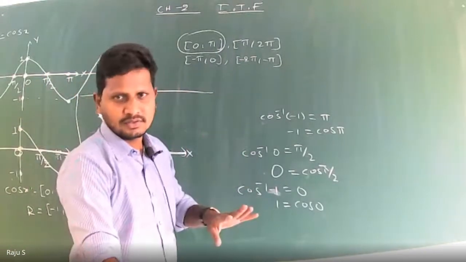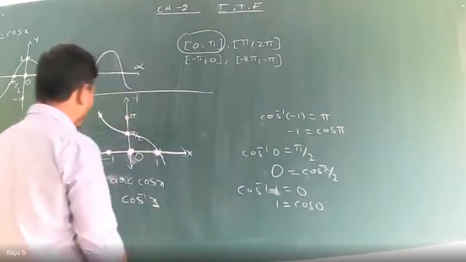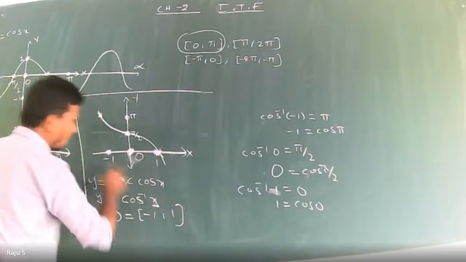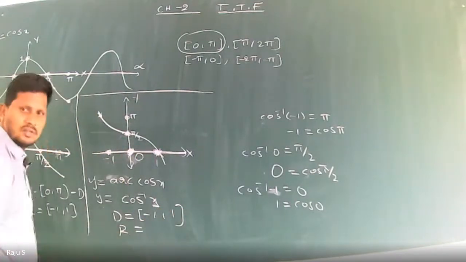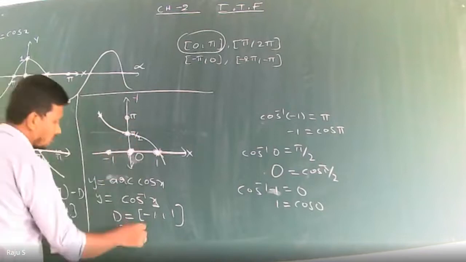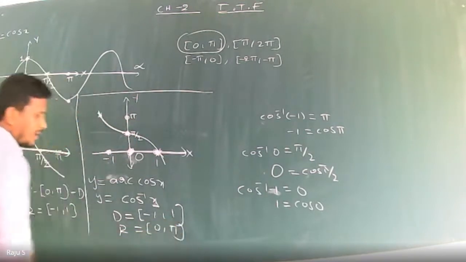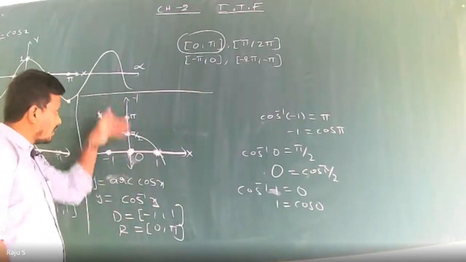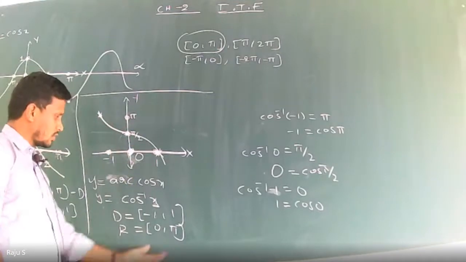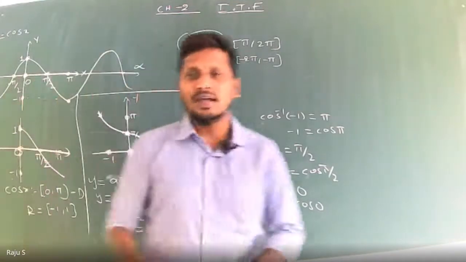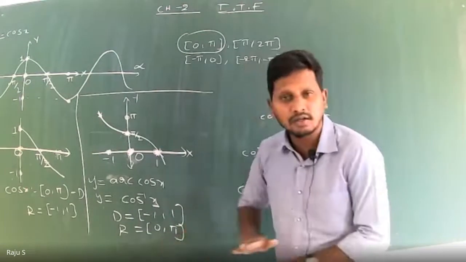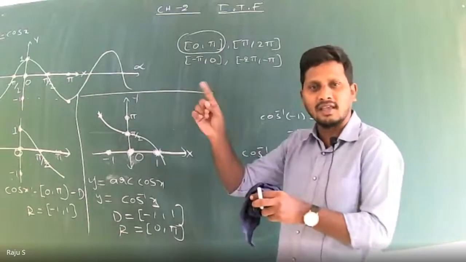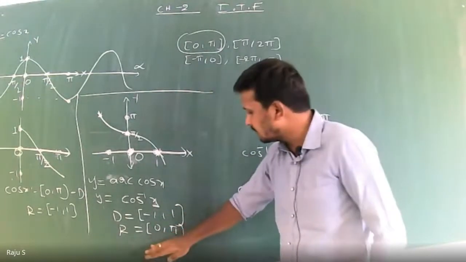What is the domain of this? The domain is clearly minus 1 to 1, the x values. What is the range of this function? The range is 0 to 180. Am I right? So the domain is minus 1 to 1, and the range, meaning the y values, is 0 to 180. Whatever the range is, that is called the principal value branch, not the domain. We consider the principal value branch as the range. The range of the principal value branch is 0 comma pi.